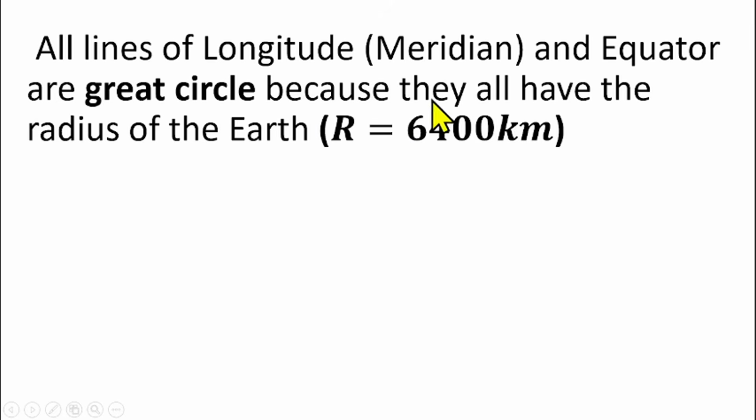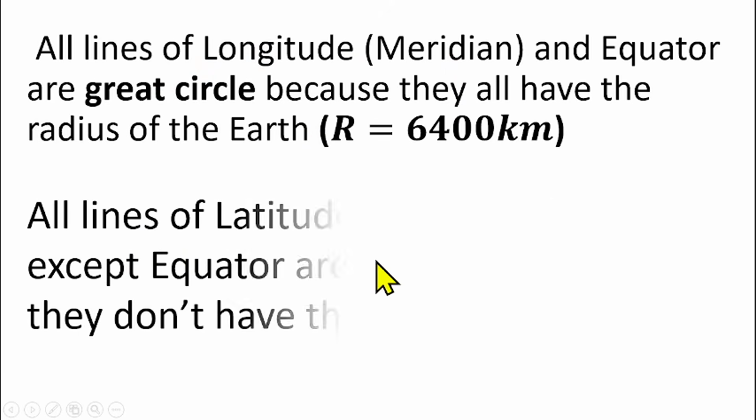And why? Because they all have this radius of the Earth, and the radius of the Earth is used as capital letter R, which is approximately 6,400 kilometers. So all lines of longitude and equator are great circle. And can you tell me then what would now be the line small circle, if you already know the great circle as all line of longitude and equator? So you should be able to tell me the lines of the small circle then.